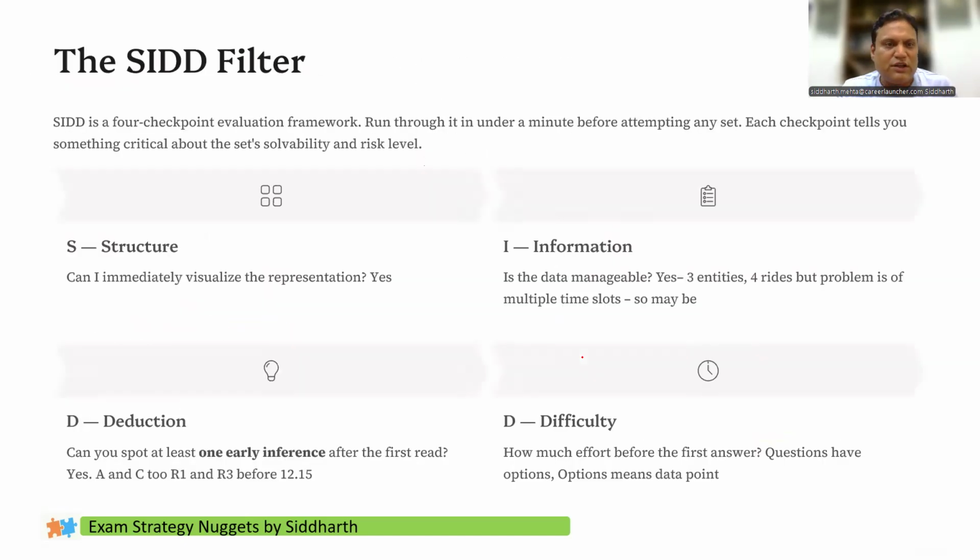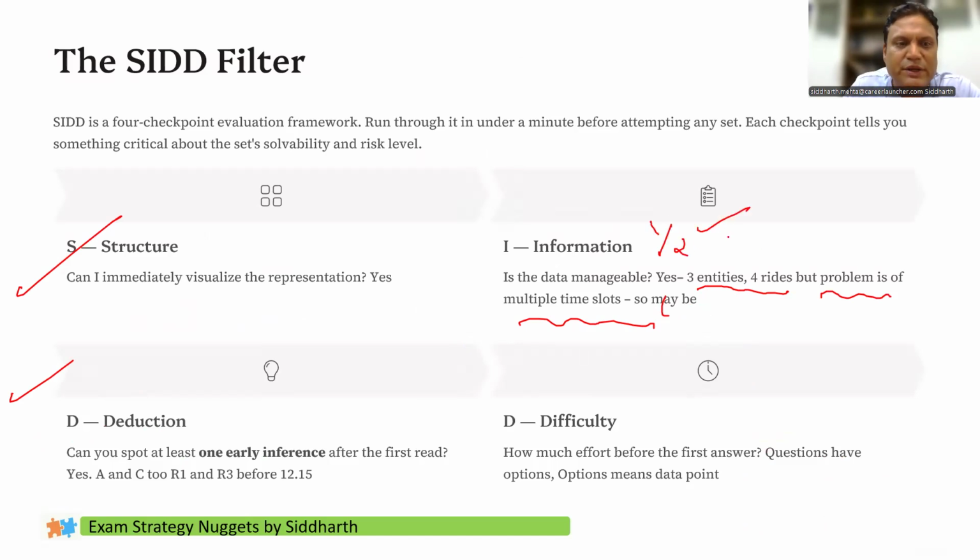So should I solve it or not? Structure: yes, I can easily visualize the structure. So definitely yes here in the structure column. Information: is the data manageable? Looks so. There are three entities and four rides. So that looks easy, but the problem is of multiple time slots. So I will just give it a half tick, not a complete tick. Deduction: can you spot at least one early inference after the first read?